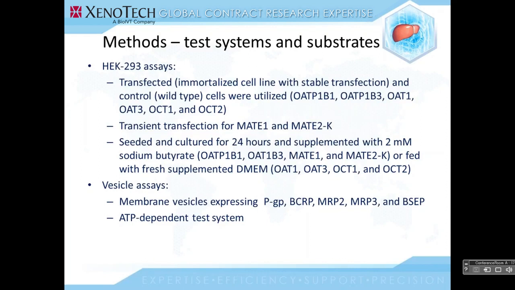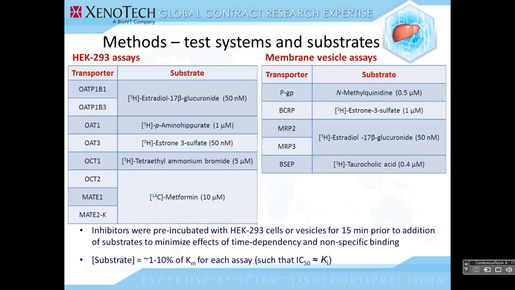For the vesicle assays, which include PGP, BCRP, MRP2 and 3, and BSEP, we are using an inverted membrane vesicle system. This is an ATP-dependent test system in order to have a functioning transporter. We used industry and literature standard substrates for all of our transporters, which include estradiol glucuronide for the OATPs and the MRPs, p-aminohippurate for the OAT1, estrone sulfate for OAT3 and BCRP, TEA for OCT1, metformin for OCT2 and both MATEs, and TCA for BSEP. These were all radio-labeled compounds, and we used liquid scintillation counting in our analysis.